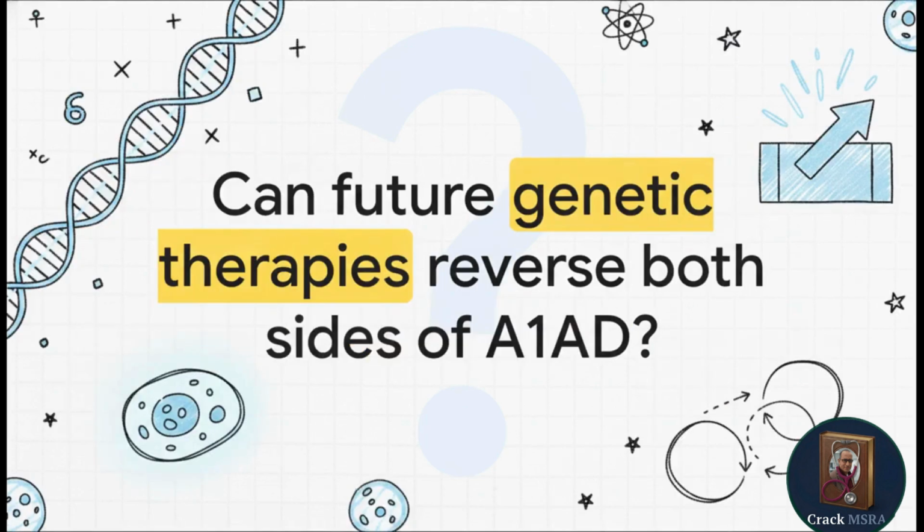So I want to leave you with a final thought to really ponder. We know a liver transplant fixes the A1AT factory but leaves the lungs permanently scarred. So looking ahead, could future genetic therapies actually correct the SERPINA1 mutation itself, completely reversing both sides of this dual-hit disease simultaneously? The science is moving incredibly fast, and who knows what treatments you'll be prescribing a decade from now.